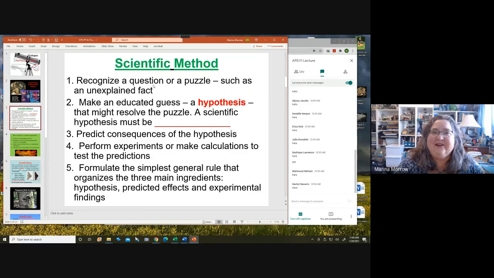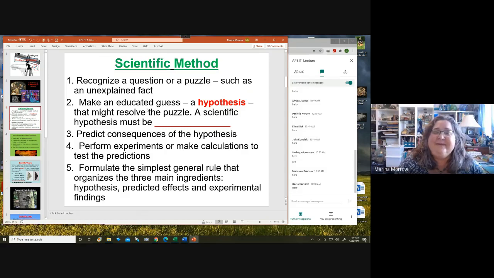Now, scientists don't always follow all these steps completely, exactly, but the idea is that this is a general sort of rule. First of all, you have to have a puzzle that you want to solve usually. So there's some unexplained fact. Maybe you want to know why the sky is blue. By the time you finish this class, you will know why the sky is blue. But maybe you don't know why the sky is blue right now. And why is it blue on this planet, but it's red on Mars? Okay. So there are questions that can have additional questions added on to them.